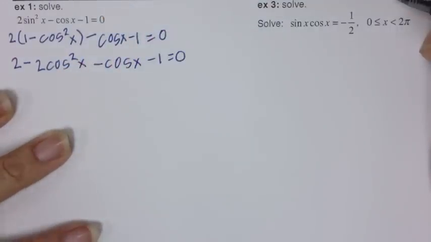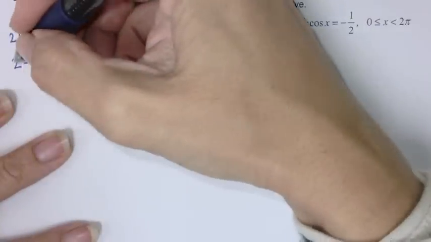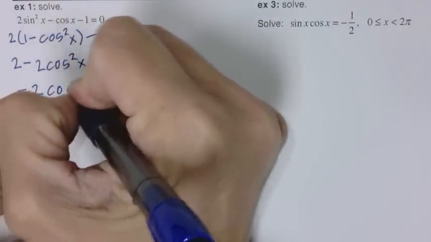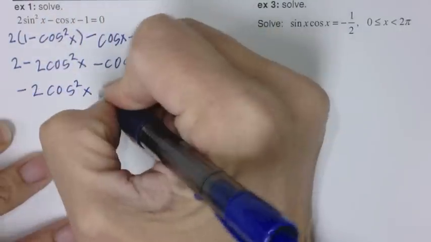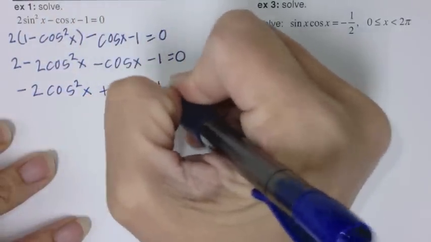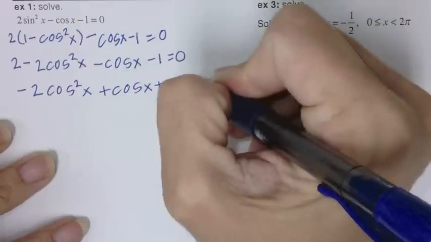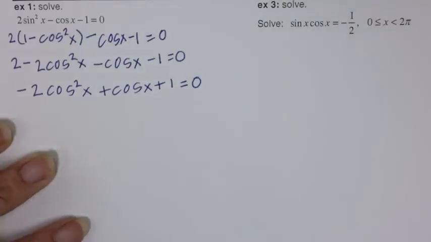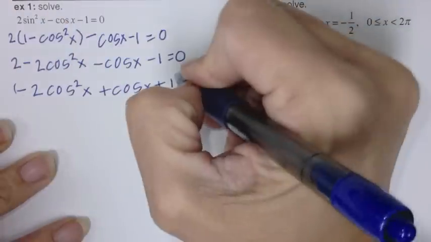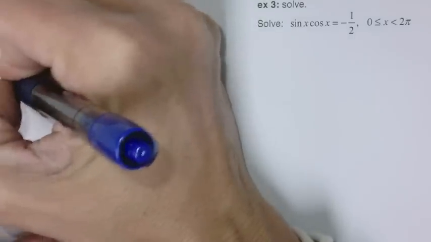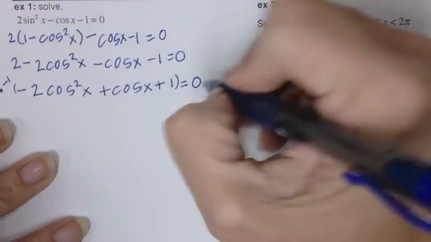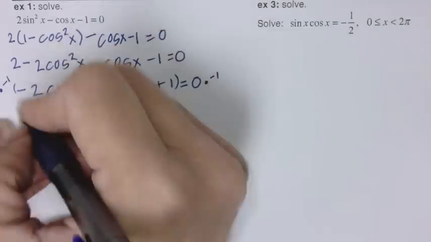And then once you have it there, you're going to combine like terms. So 2 and negative 1. And then what am I going to do after this? I'm going to multiply both sides by negative 1. This is my personal preference because I don't like my leading coefficient to be negative. And it's just easier, but it's up to you.